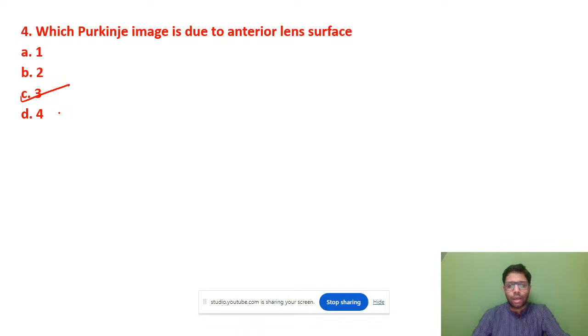Who can tell me? Anterior segment depth is the distance between 1 and 4, and anterior chamber depth is between 2 and 3, because the chamber means from the posterior surface of the cornea to the iris-lens diaphragm. So 3 is the answer to this question.